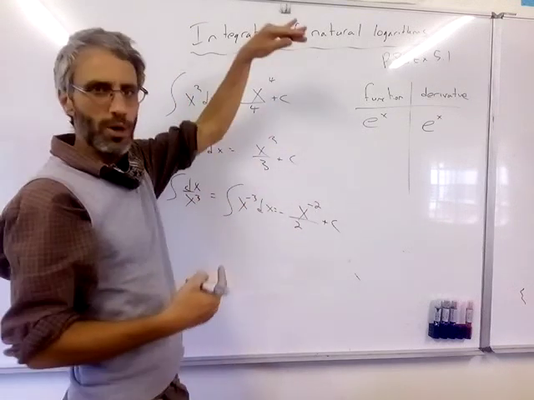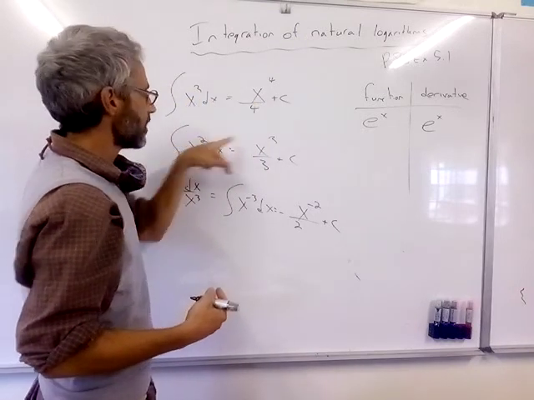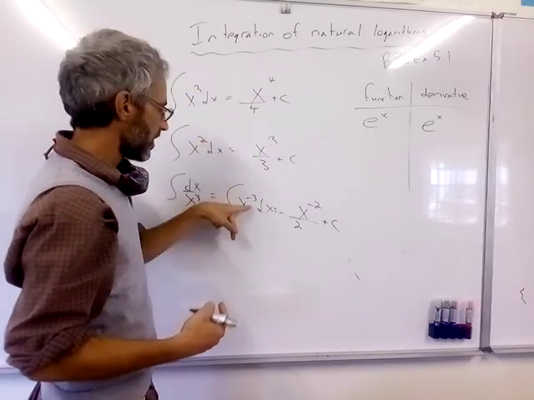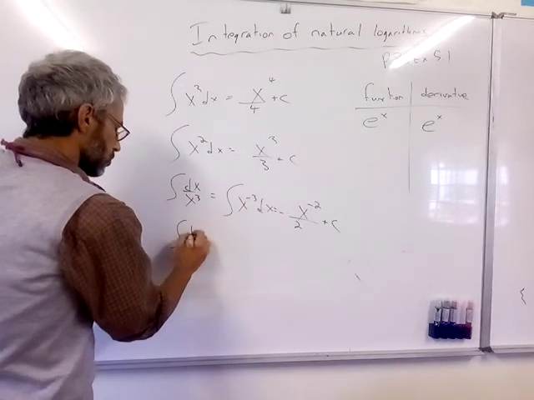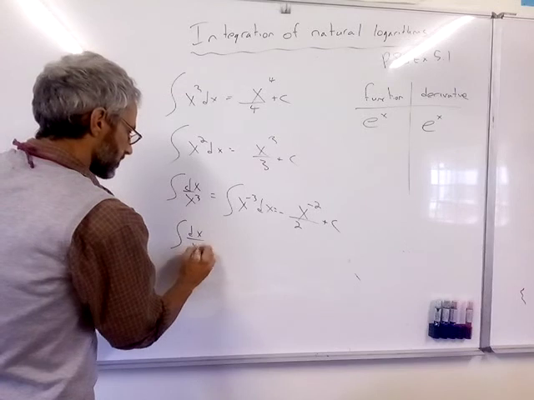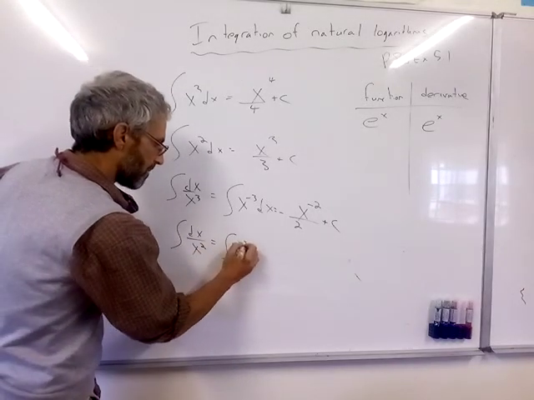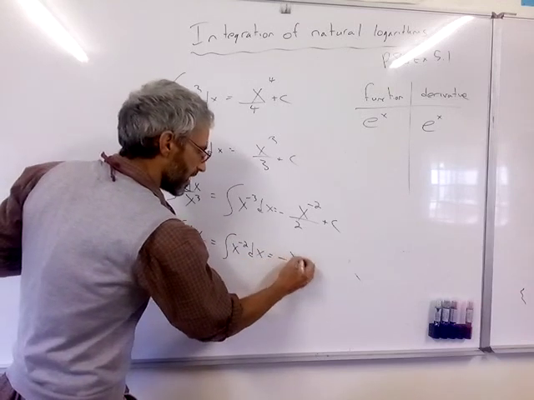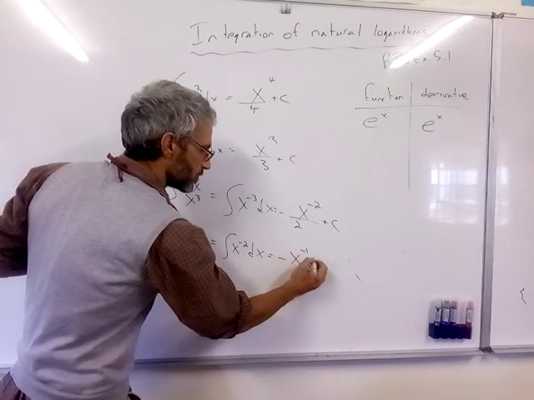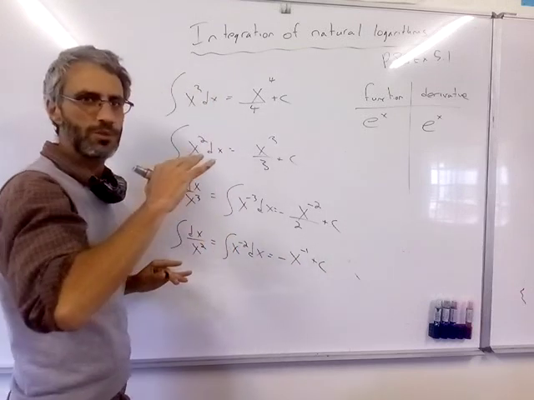So it goes upward. As always, it always goes up. x cubed becomes x to the power 4. x squared becomes x cubed. x to the power minus 3 becomes x to the power minus 2. So if I ask you to integrate x to the power minus 2 dx, then again you will tell me that's simply minus x to the power minus 1 plus c, right? You're just moving up, okay?